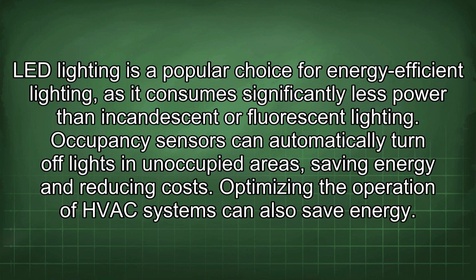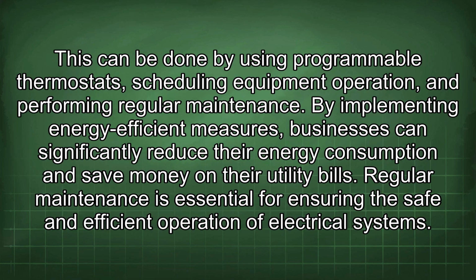Occupancy sensors can automatically turn off lights in unoccupied areas, saving energy and reducing costs. Optimizing the operation of HVAC systems can also save energy. This can be done by using programmable thermostats, scheduling equipment operation, and performing regular maintenance. By implementing energy-efficient measures, businesses can significantly reduce their energy consumption and save money on their utility bills.